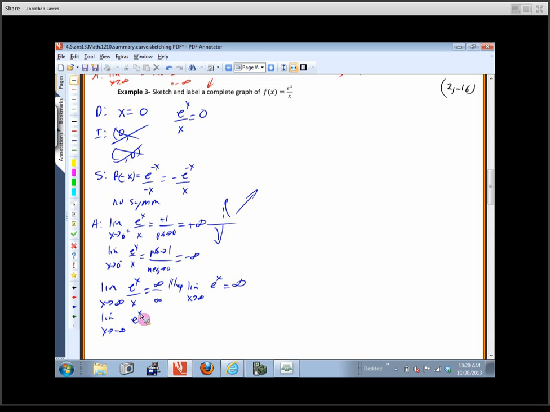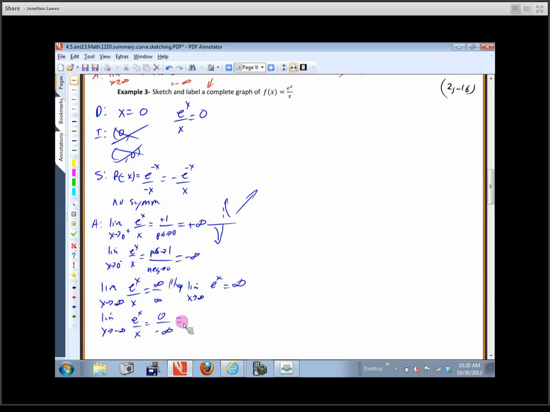So again, I get e to the x over x. Well, let's see. As I plug in a larger and larger negative number, what does the numerator turn into? Or get really close to? Gets really close to 0. What about the denominator? Gets really close to negative infinity. Gets larger and larger and larger in the negative direction. So let's think about this for just a second. I've got a 0 on the top. I've got an infinity on the bottom.